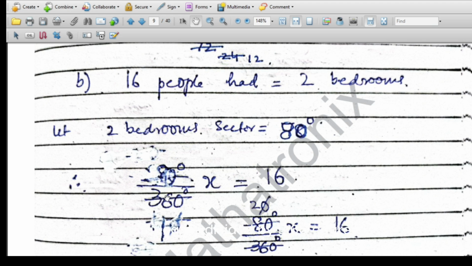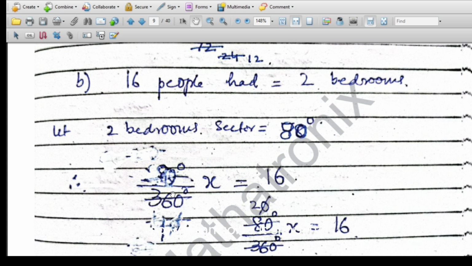So 80 degrees divided by 360 degrees, multiplied by the total people in this pie chart, is equal to 16. So 80 degrees represents 16 people. So x people represent 360 degrees, and this is 16 over 80 equals x over 360 degrees.